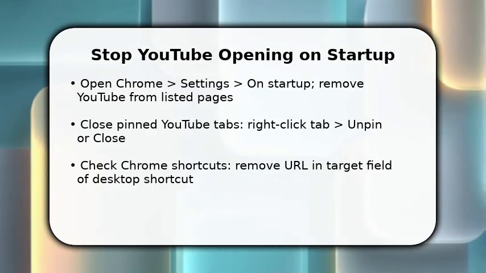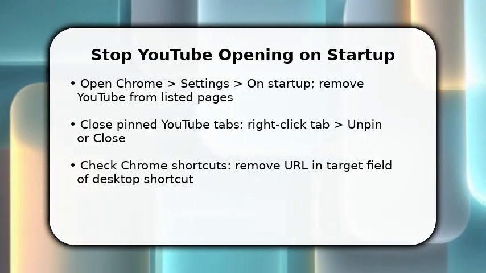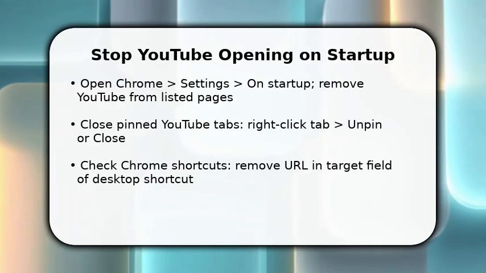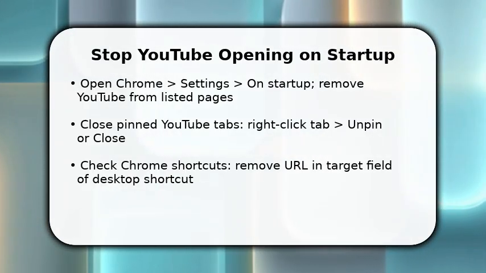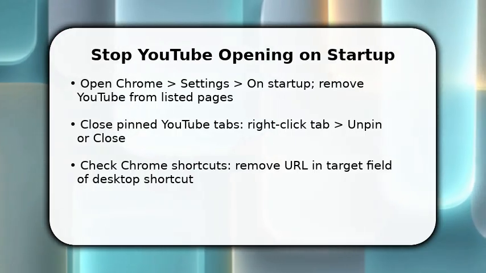Enjoy the video. You start by removing YouTube from the places Chrome loads automatically. Open Chrome settings and go to On Startup. If YouTube is listed, delete it. Next, unpin or close any YouTube tabs so they won't reappear.